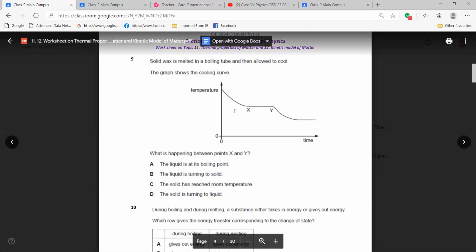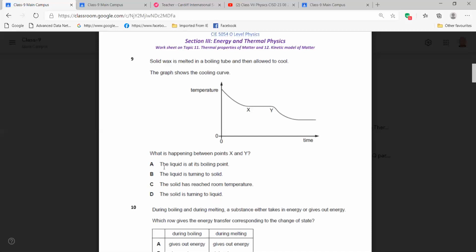The solid is turning to liquid. So is the temperature decreasing or increasing? Sir, the temperature is in constant position. Okay, here the temperature is constant, but it started from a larger temperature, slowly decreasing, then again it will decrease, right? So what is this graph showing us? Is it from solid to liquid, or from liquid to solid? Sir, liquid to solid.